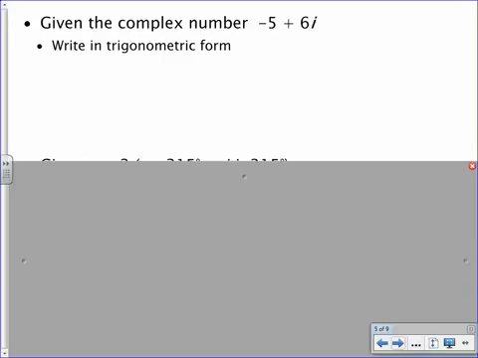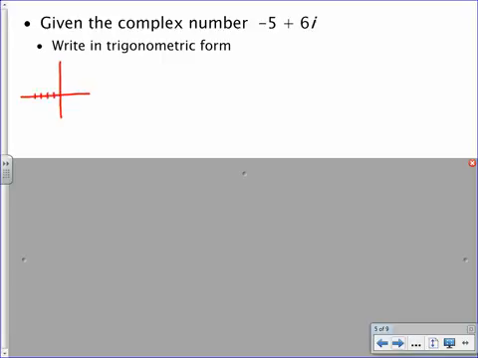Okay. So to write this in trig form, we need two things. We need to know its distance from 0, and we need to know its angle. All right? So first, I'm going to plot this so I can imagine which quadrant it is in. Okay? There's our complex number. Okay? First, let's find the distance from 0. We like to label that as r. So we'll take the square root of -5 squared plus 6 squared.